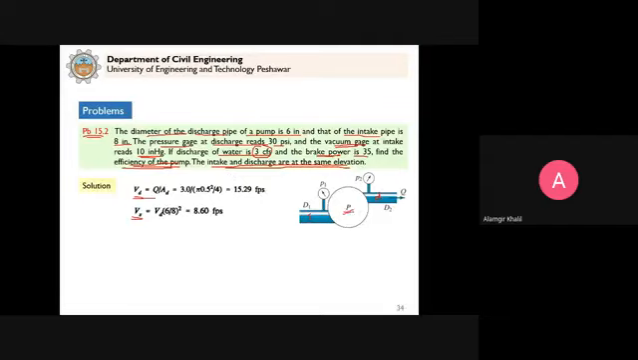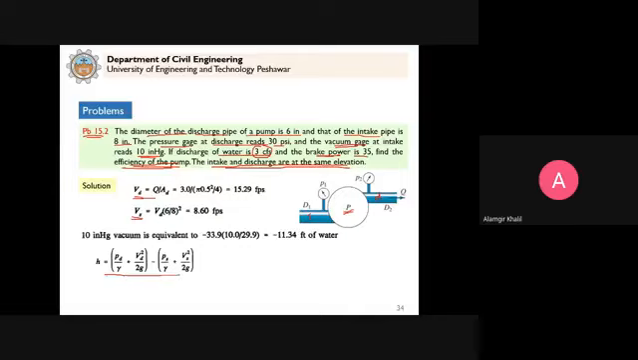So as I said before, how do we calculate that? Simply the difference of energy on the two sides. The total energy on the discharge side minus the total energy on the suction side will be the head developed by the pump. We do not write down Z here because it is given that the intake and the discharge are at the same elevation. So Z1 is equal to Z2.